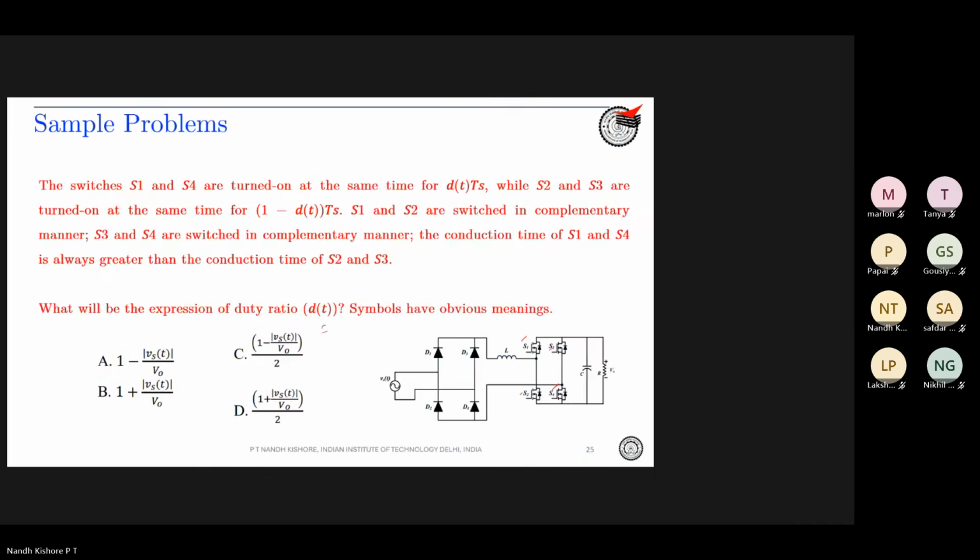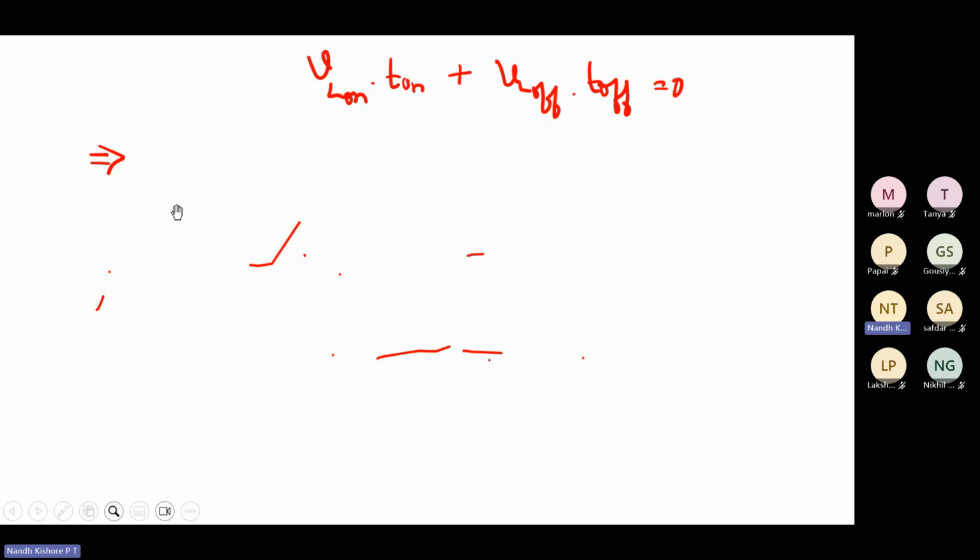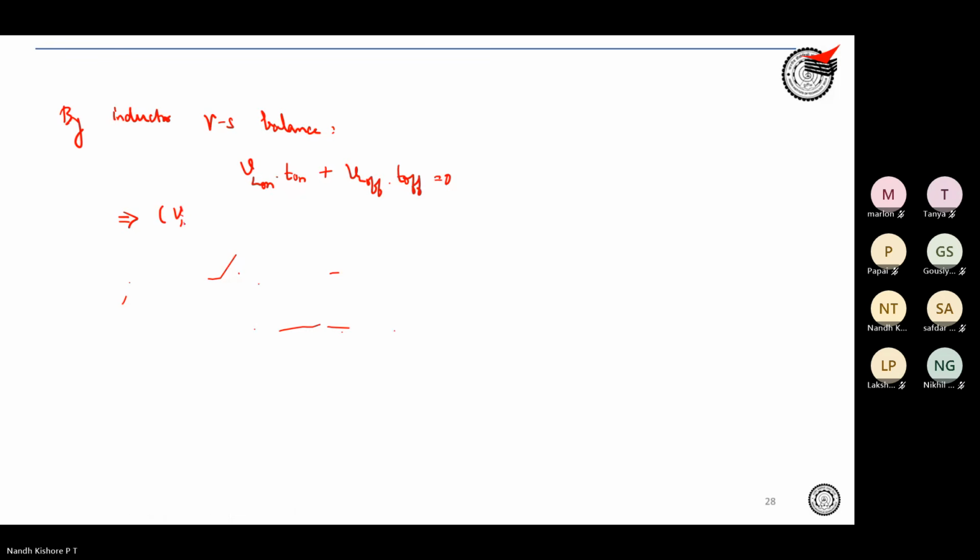By inductor flux balance or volt-second balance, what you see is VL on times T on plus VL off times T off is 0. Okay, so VL on is Vin minus V0 into dTs, plus VL off is Vin plus V0 into 1 minus dTs. So Ts gets cancelled.